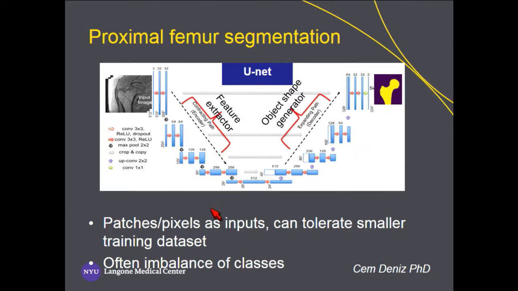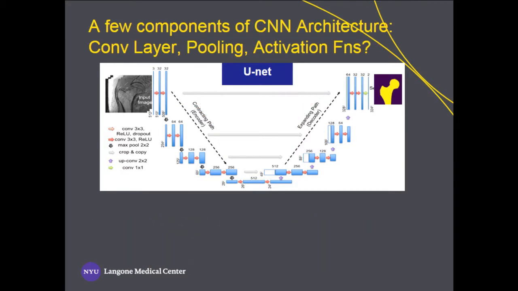And essentially, if we use patches and pixels as our input, then we can tolerate much smaller training data sets, right? Because there are millions of pixels in a small number of data sets. One problem is that there's so-called class imbalance, especially for metastases or something. The number of pixels that are metastases compared with not metastases is very small. So you have to sort of power your whole test based on the smaller class.